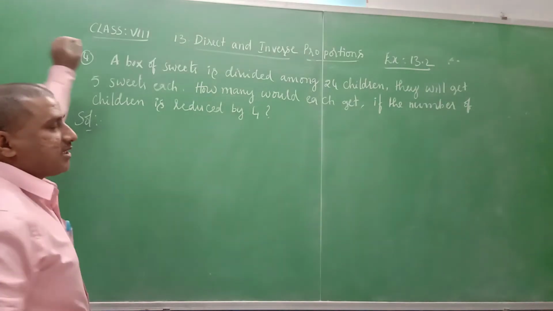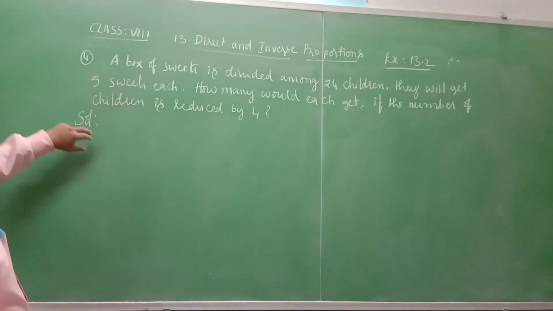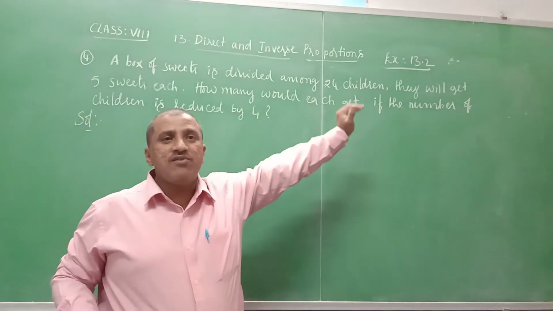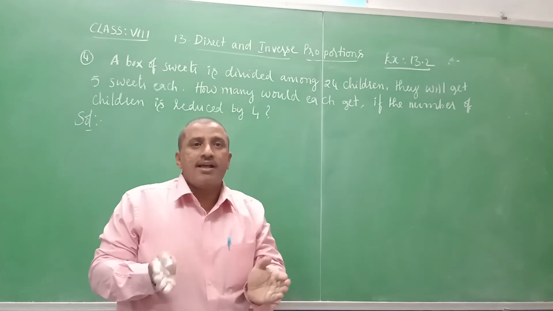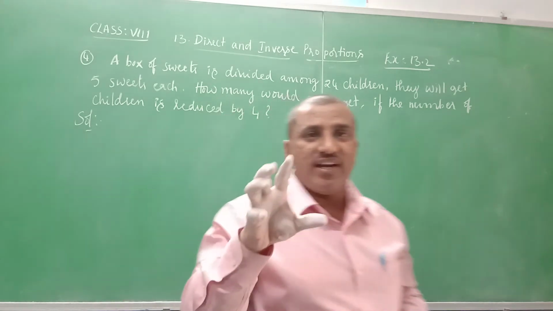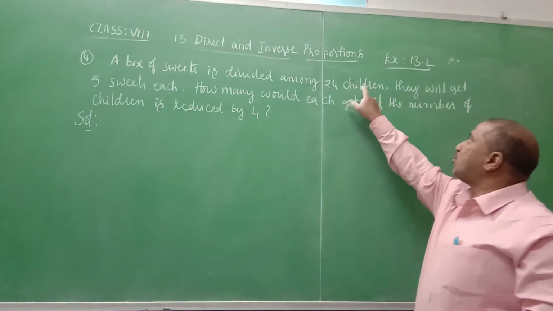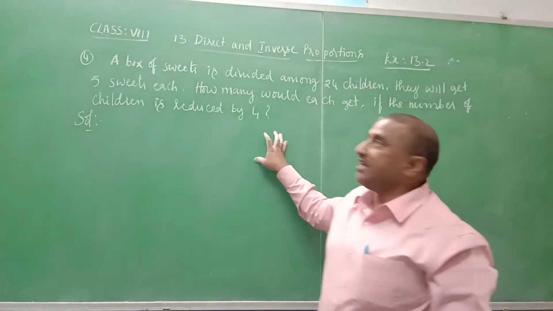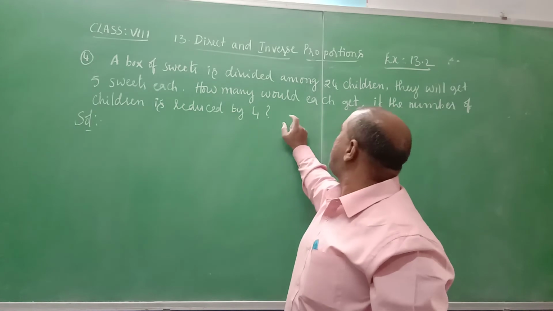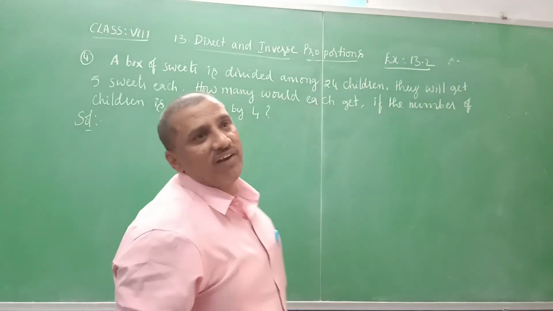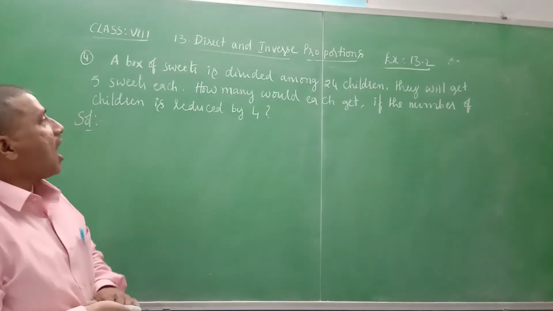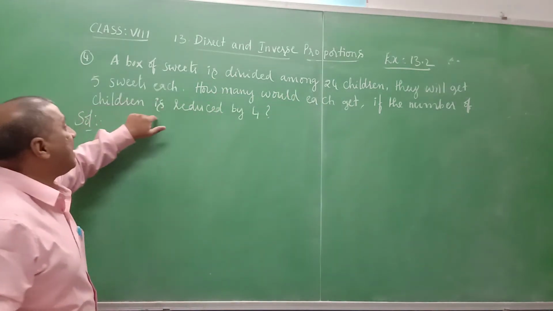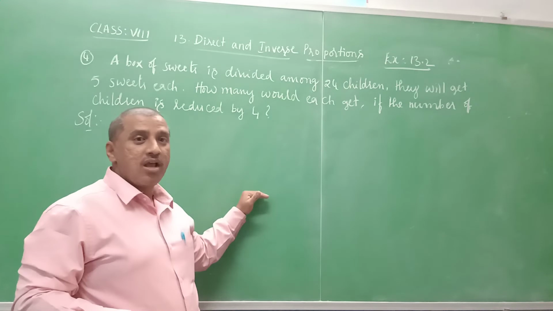Now, exercise number 13.2, the fourth question. A box of sweets is divided among 24 children. So, a box, it contains sweets. Those sweets are divided among the 24 children. They will get 5 sweets each. So, each child out of 24, each one will get 5 sweets. How many would each get if the number of children is reduced by 4?